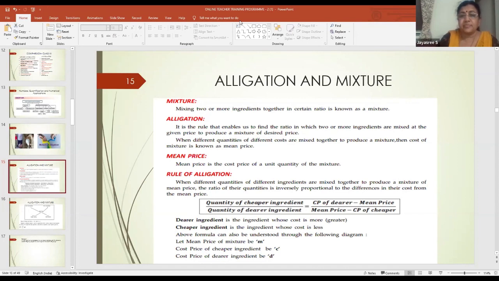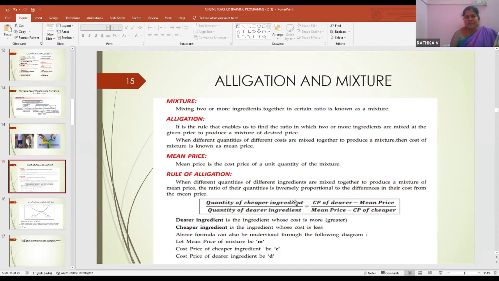So just this formula alone, we can learn one formula. The letter we are using for the dearer price is D. The cost price of the dearer ingredient is D, the cost price of the cheaper ingredient is C, and the mean price of the mixture is M. So these three letters we are going to use, and this is the formula.